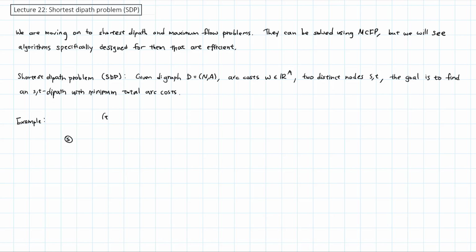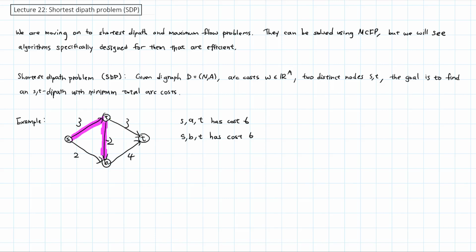Here is an example of a digraph with some arc costs labeled. There are only three ST dipaths in this case. SAT has cost 6, SBT has cost 6, SABT has cost 5, so that is our optimal solution.